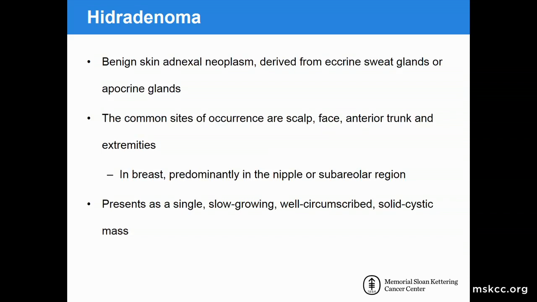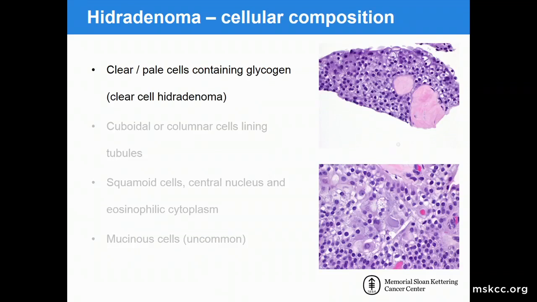So what is this? This is a benign skin adnexal neoplasm. It's derived from eccrine sweat glands or apocrine glands. Common sites of occurrence are scalp, face, anterior trunk, and extremities. In the breast, it's predominantly in the nipple or the subareolar region, so more superficial. And it generally presents as a single, slow-growing, well-circumscribed, solid cystic mass.